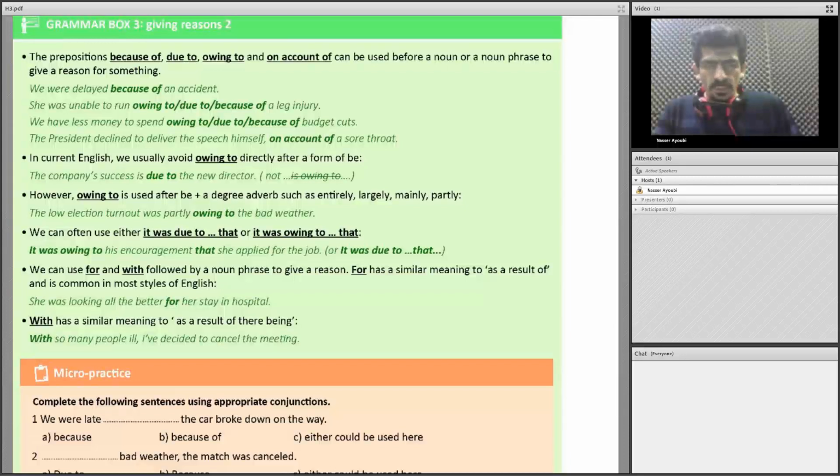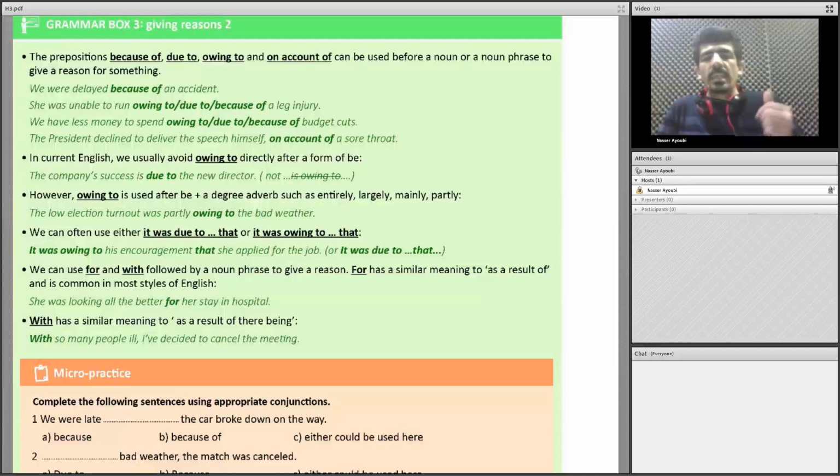More examples. The performance has been cancelled owing to lack of interest, or the performance has been cancelled due to lack of interest, or because of lack of interest, as a result of lack of interest. Due to or because of. A lot of her unhappiness is due to boredom, not owing to, because we have got is before due to. A lot of her unhappiness is due to boredom or is because of boredom.